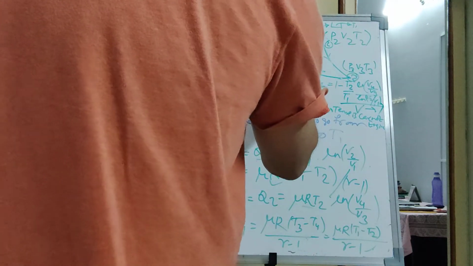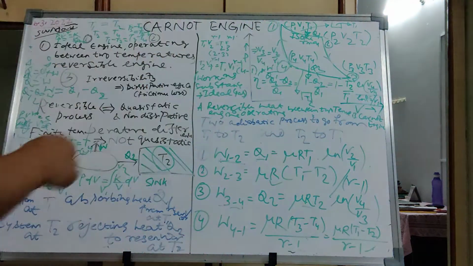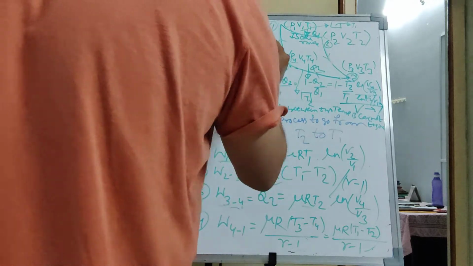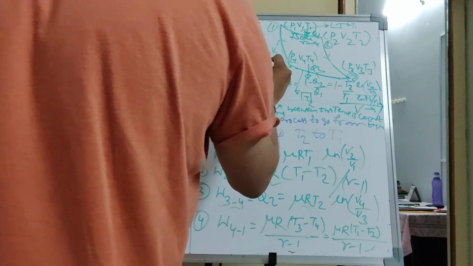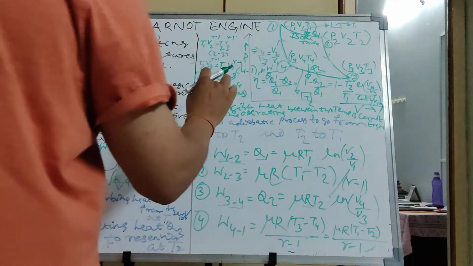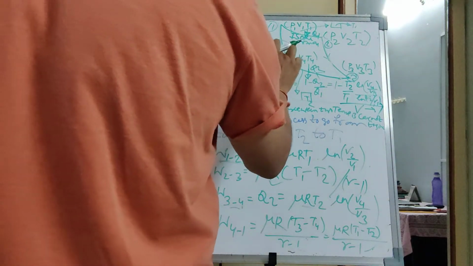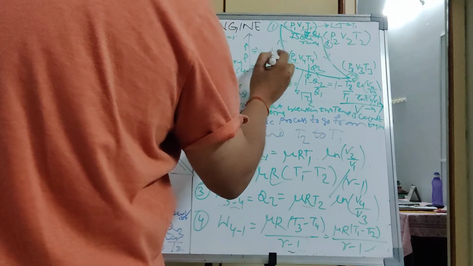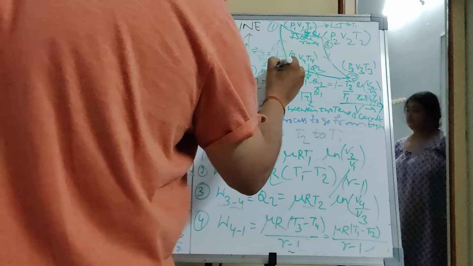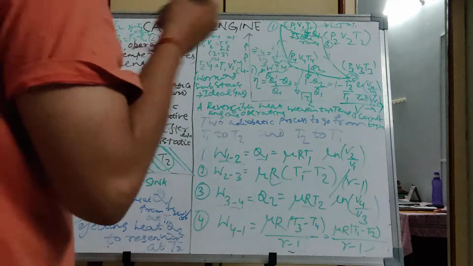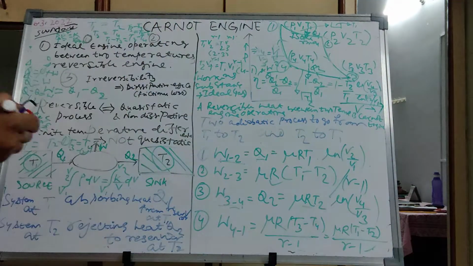So V2 by V1 and V4 by V3, these are constant. You can simplify it and find it out. So V4 by V3 is equal to V2 by V1. That means it is expansion. V4 is higher than V3, right? So by common sense it is V1 by V2, because V1 is less than V2. So V1 by V2 is nothing but V4 by V3.